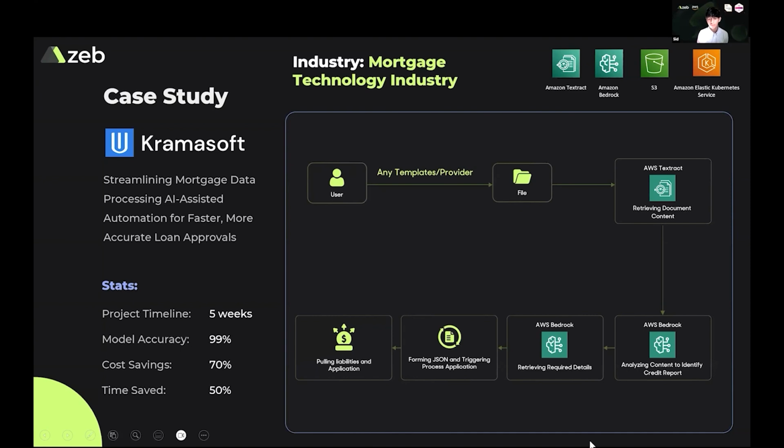And this has resulted in a 50% time saved in applying for these loan applications from the user.